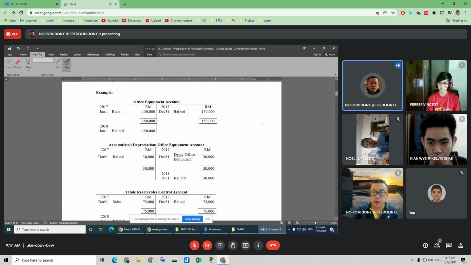So how do we balance off? Office equipment is an asset, a debit item. So we will have CD above the total, BD below the total on the debit side. BD is on the debit side, so 150,000. Accumulated depreciation using liability concept is a credit item, isn't it? Okay, so 30,000 here. So we close CD and BD. BD is on the credit side.